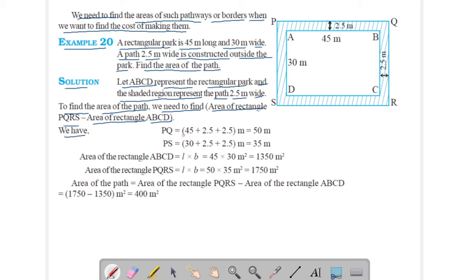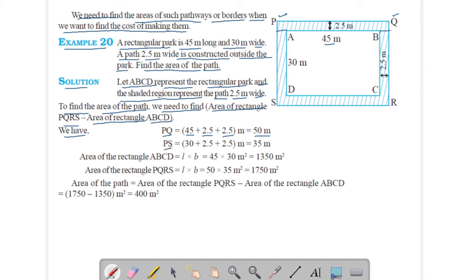We have PQ. PQ is from here to here. Here length of AB is 45 meter. It means we have to add this width, that is 2.5, and here 2.5. It means in order to get PQ, you have to add 2.5 twice in 45. Therefore, PQ equals 45 plus 2.5 plus 2.5, and if you add it, you will get 50 meter.